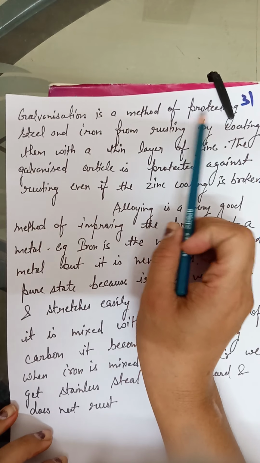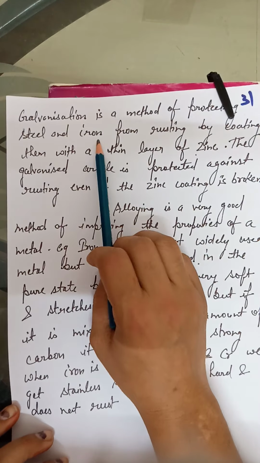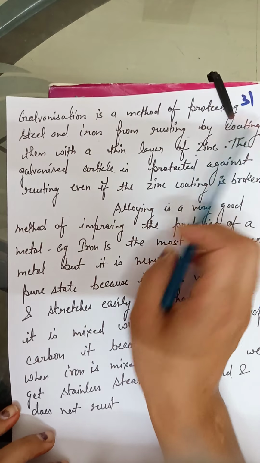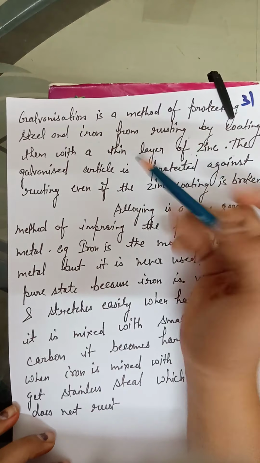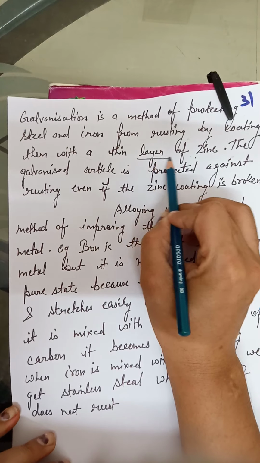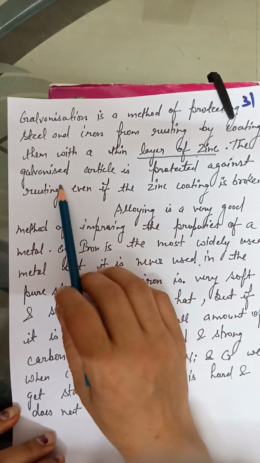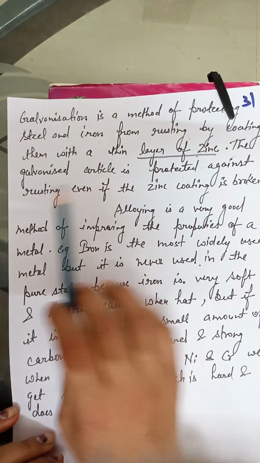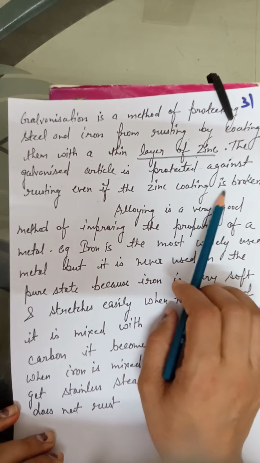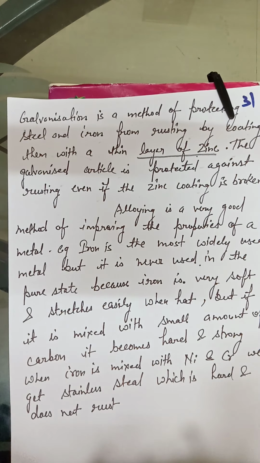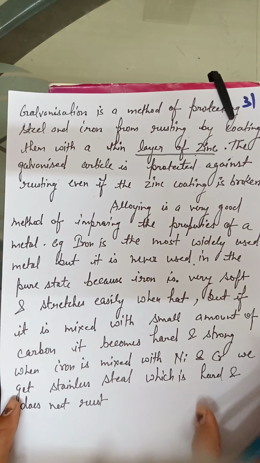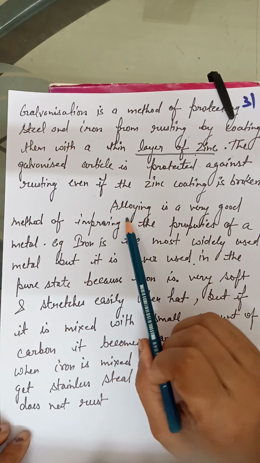Okay, so the next we have galvanization. Galvanization is a method of protecting steel and iron from rusting by coating them with a thin layer of zinc. In galvanization, which layer of coating are we doing here? Zinc. The galvanized article is protected against rusting even if the zinc coating is broken. Even then they are protective.